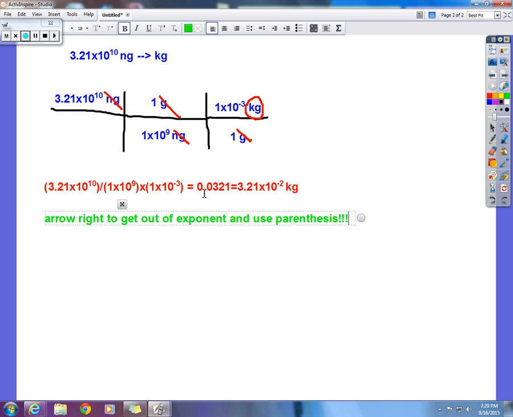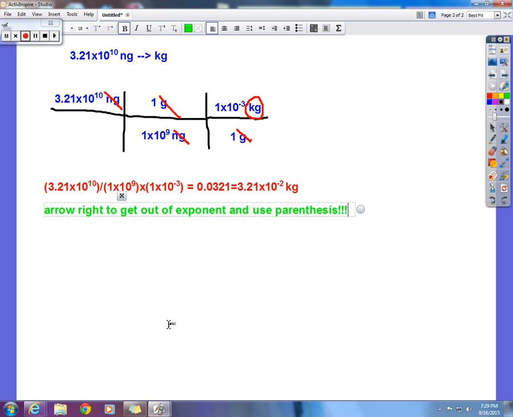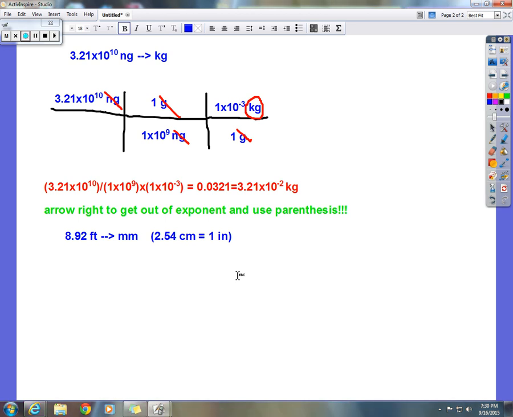Alright. So next, I want you guys to try this one out for yourself, and then we'll do it together. 8.92 feet into millimeters. Okay, so this is that whole idea of converting from metric and non-metric. And I'm going to tell you right now that there are 2.54 centimeters in 1 inch. Okay? So go ahead and try that one by yourself. If the sub could pause this, give them about 3 or 4 minutes.